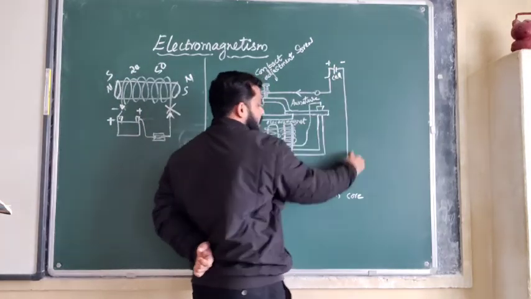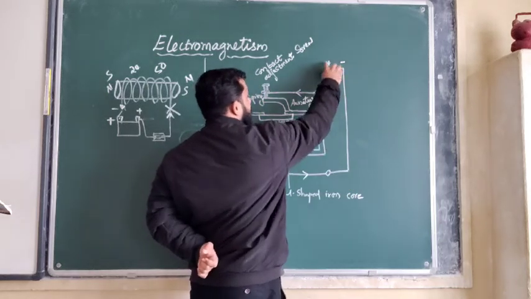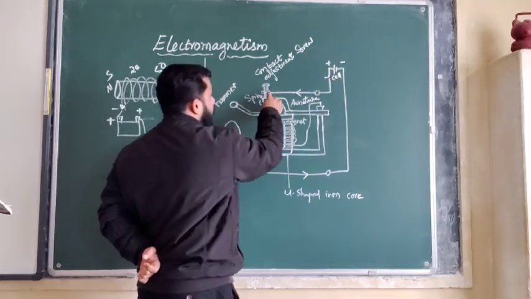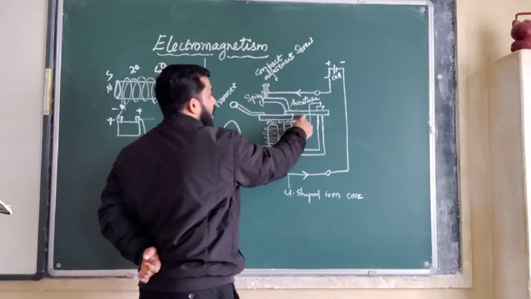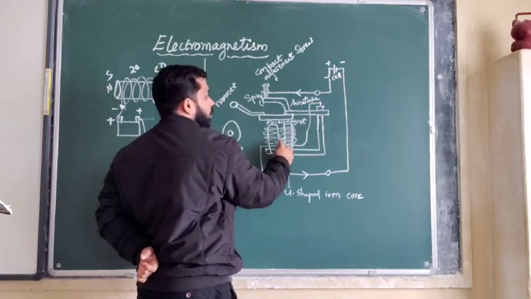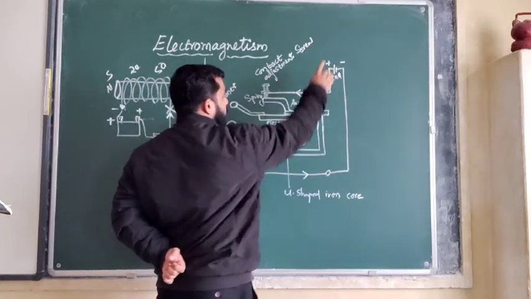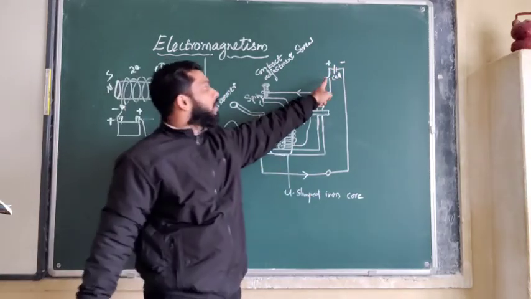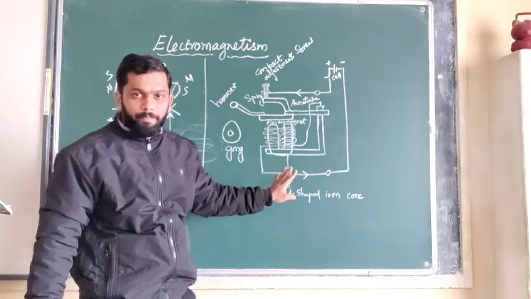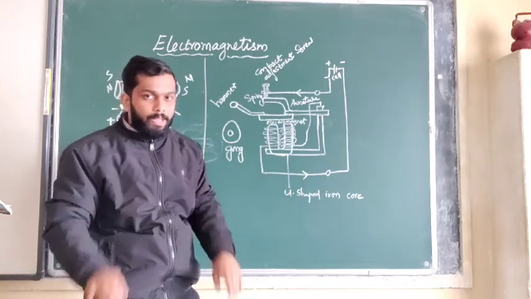From the cell, the current is passing. This is the positive terminal. The current passes and is attached to the armature. From the armature it is given to the wire loop wound on the soft iron core, and it is given to the negative terminal. So when the switch is on, what will happen? The current will be passing.